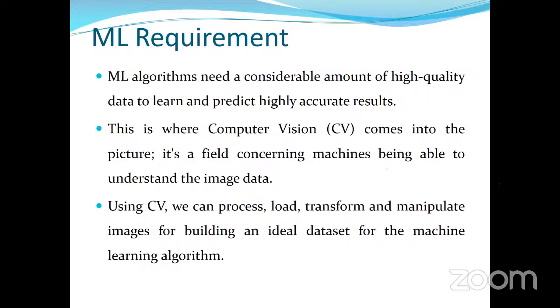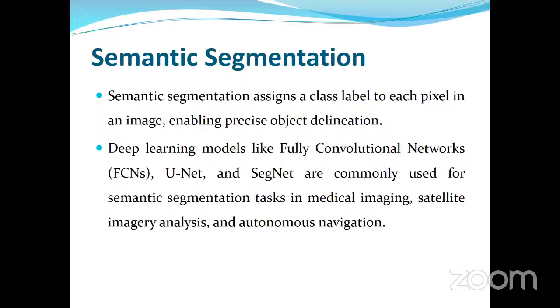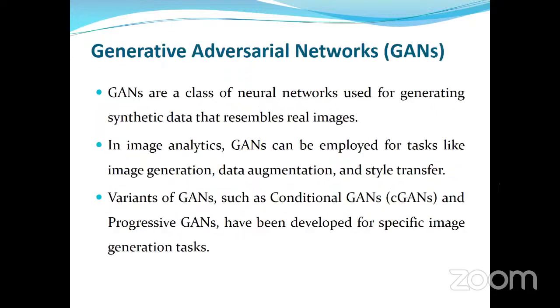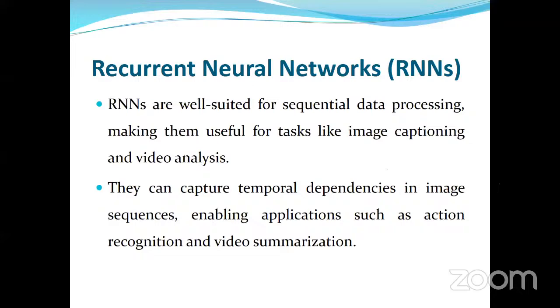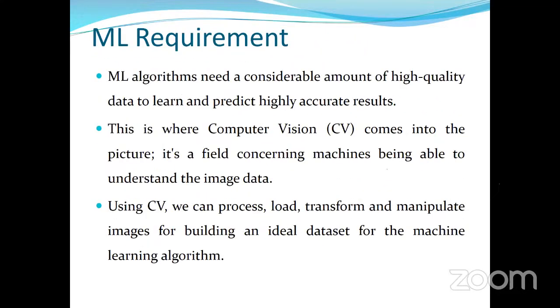Whenever you are applying these techniques, so far we have seen segmentation, object detection algorithms, feature detection algorithms, segmentation methods, and we have GANs, RNNs, and CNNs. We have a lot of tools, methods, and algorithms available. What we have to do is give that to a machine learning model as input. Before giving it to the machine learning model, we have to do considerable work, because machine learning algorithms require high quality data to learn and predict highly accurate results.